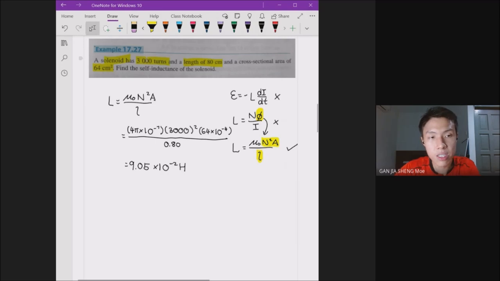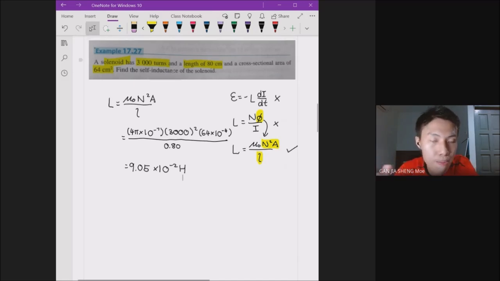If it has 3000 turns, 80 cm length, and 64 cm squared cross-sectional area. I hope you are able to notice that the inductance here doesn't depend on the current flowing through it. If I put 1 ampere of current flowing through the solenoid, it will still be this self-inductance. If I put 2 ampere flowing through the solenoid, the self-inductance is still 9.05 times 10 to the power of negative 2 Henry. The self-inductance doesn't depend on the current.